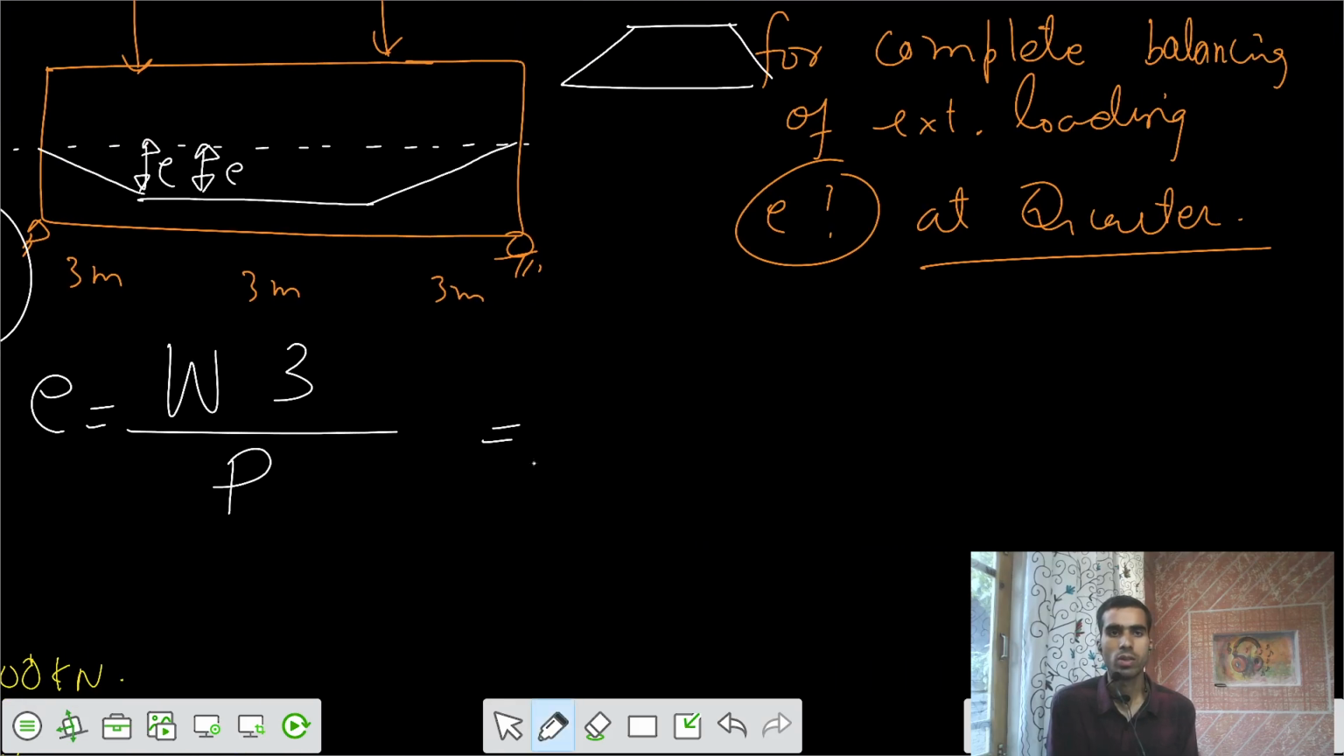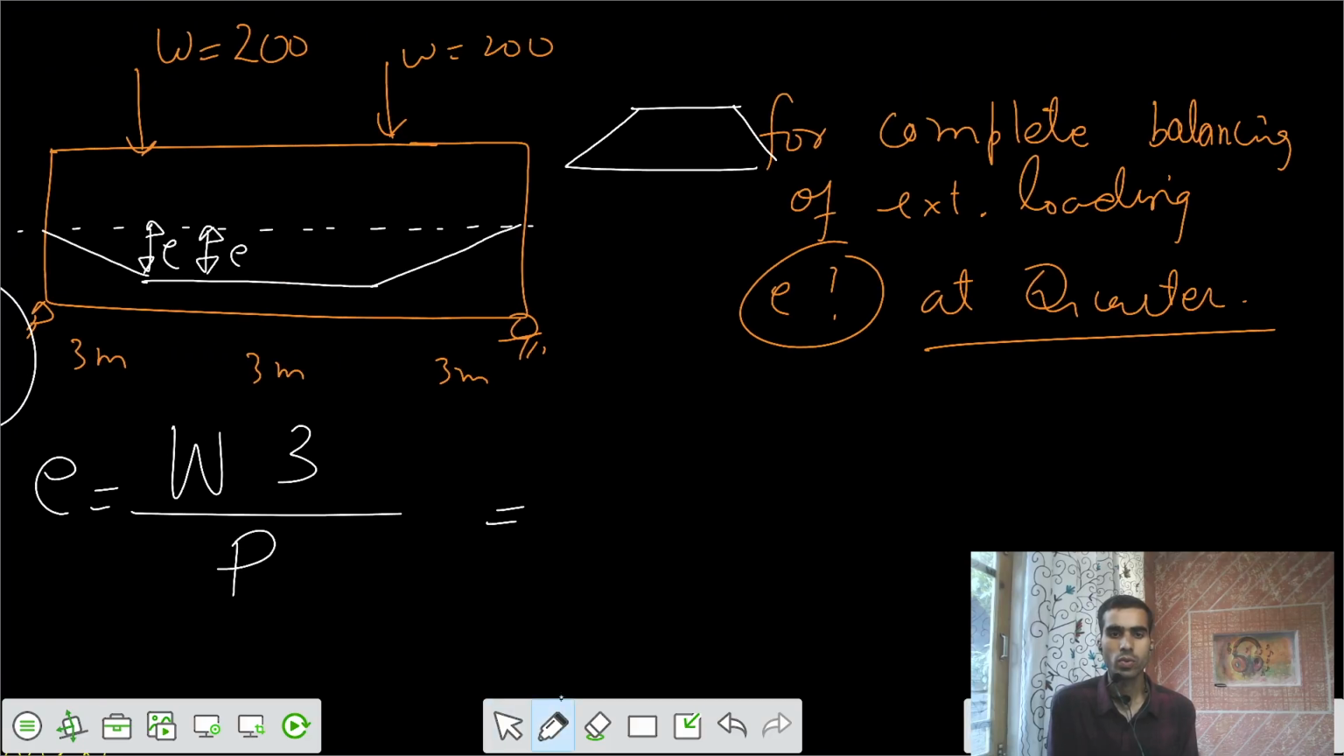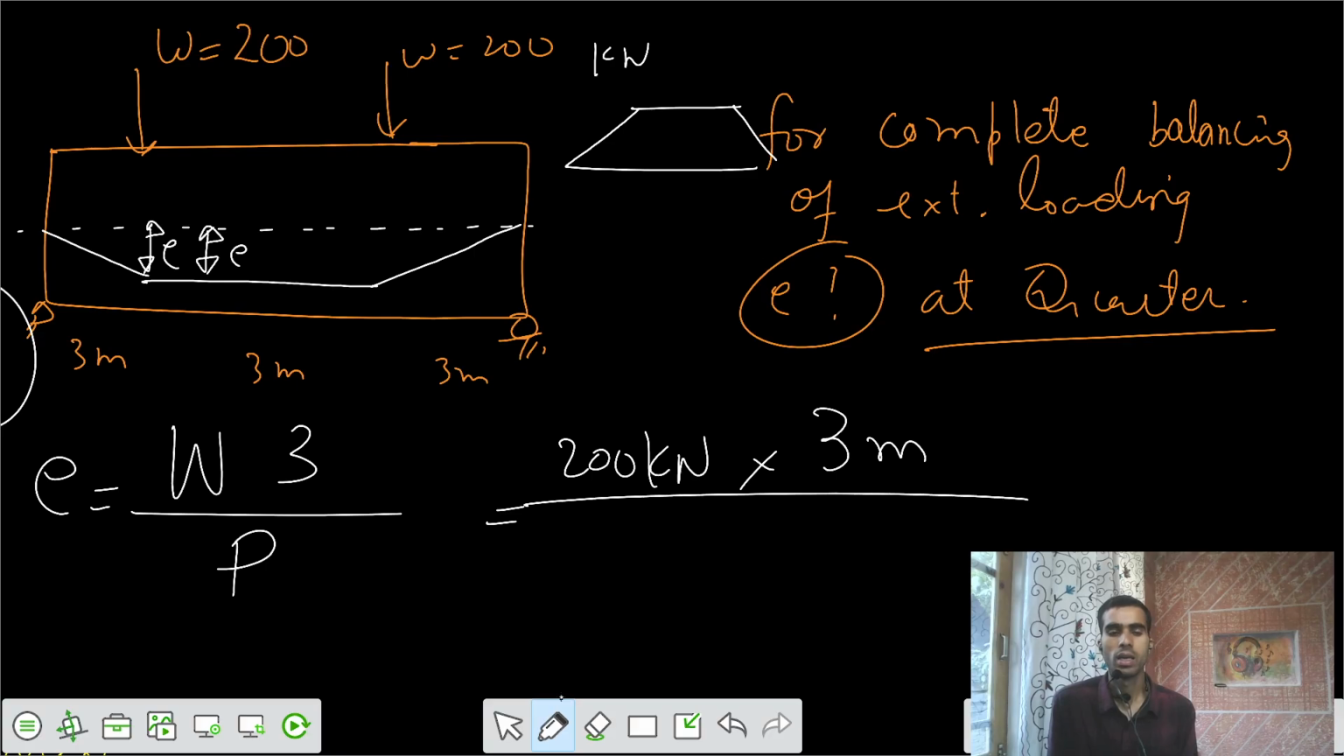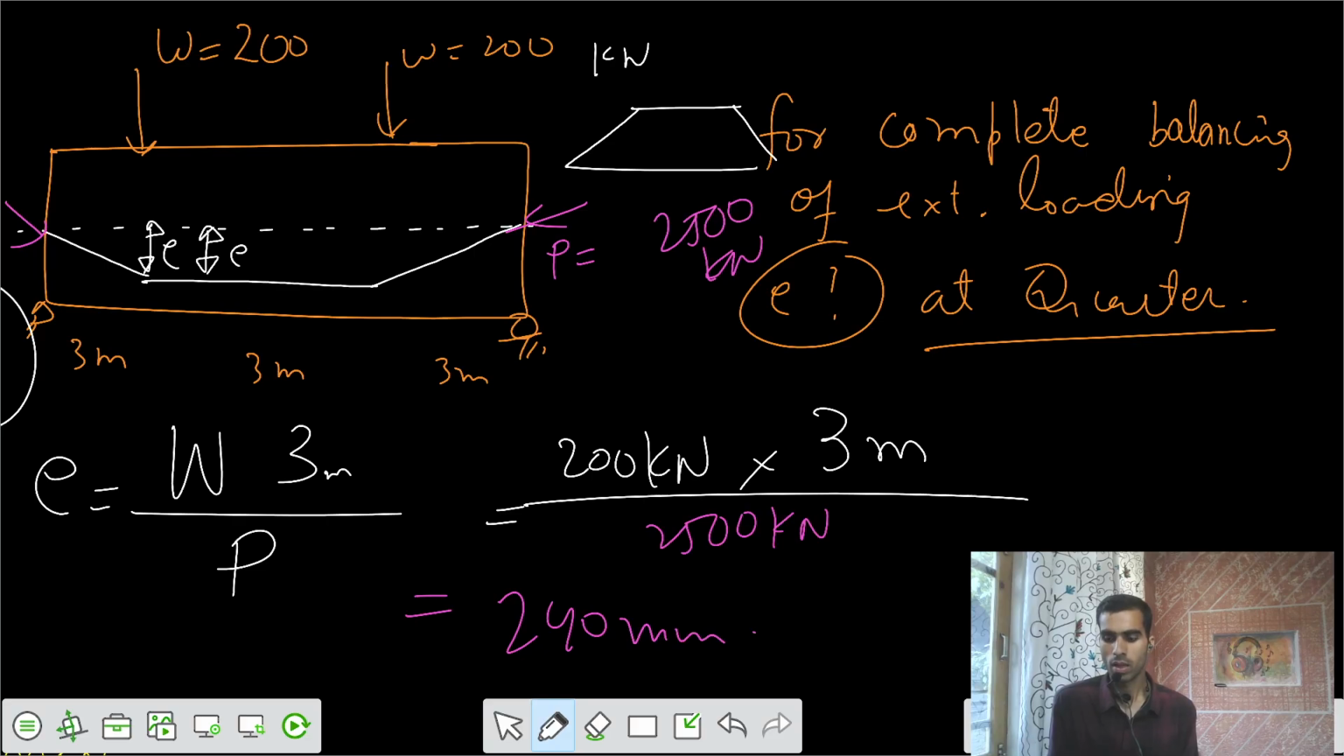And I substitute the values of W, that's 200 kilonewton, into the value of 3, that is 3 meters, divided by P. P was given to you as prestress force of P equals 2500 kilonewton. So you would get the eccentricity at that third point of the beam equal to 240 millimeters. So that was the end of the load balancing profiles.